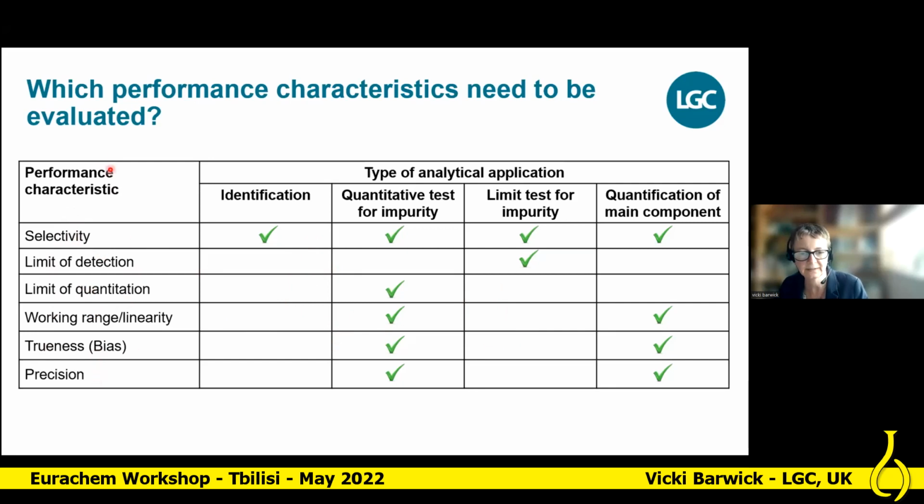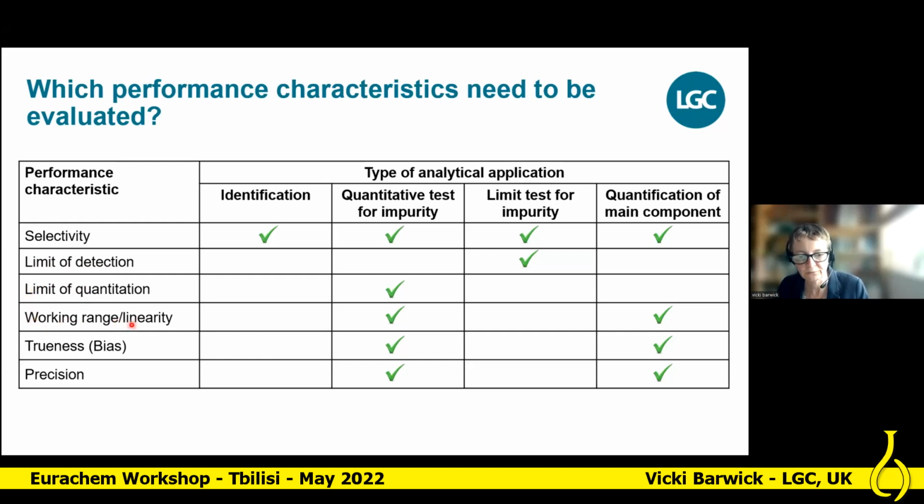Typical ones we might look at are perhaps around selectivity. So this relates to being sure that we're measuring what we think we're measuring and that we're not having issues perhaps with interferences. Often we're interested in the detection capabilities of our method. So looking at the limit of detection, so finding the kind of threshold where we can actually be reasonably confident that if the analyte was present, we would be able to detect it. But also in many cases, it's important to know at what level we can actually report reliable results. So that's often referred to as the limit of quantitation.